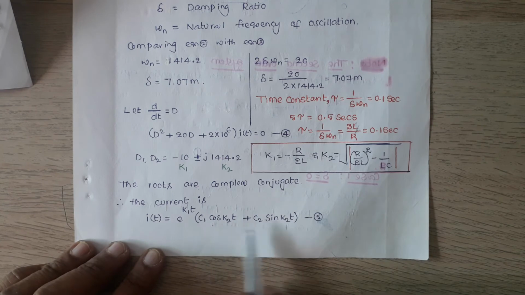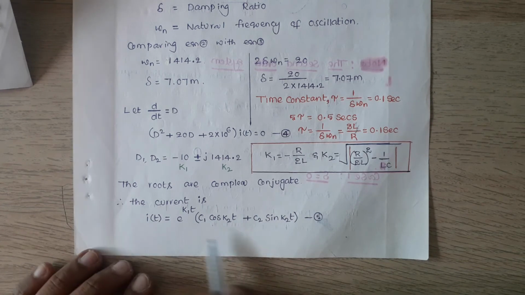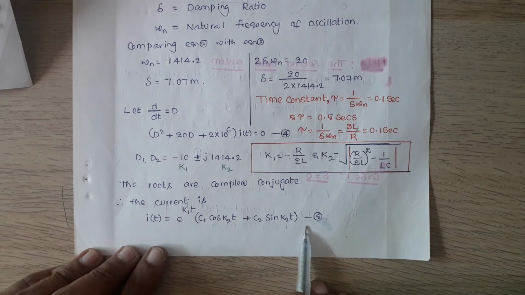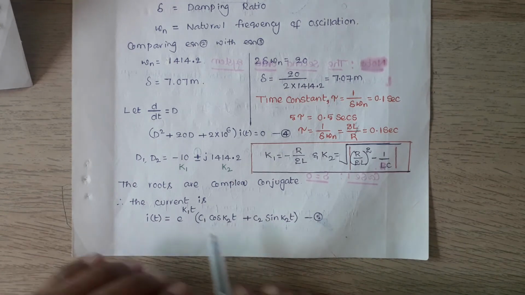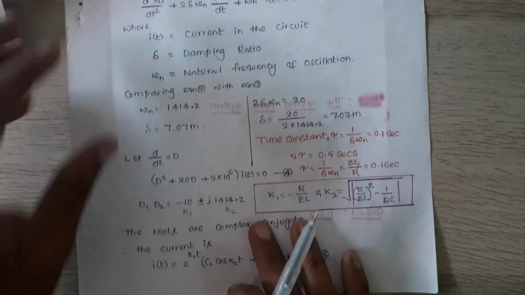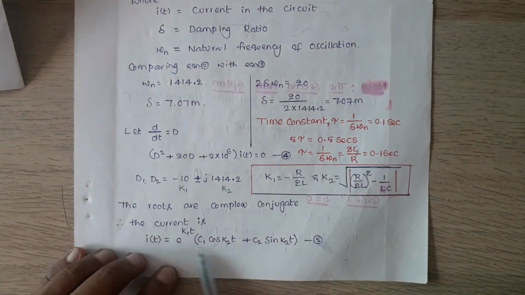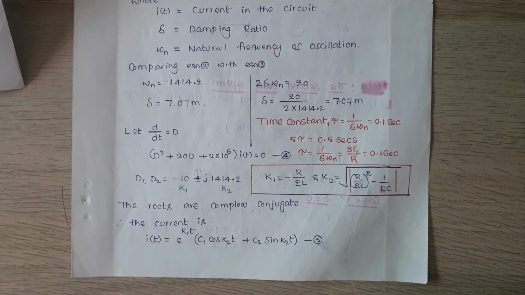Now we have to find the values of c1 and c2. This equation 5 is not the complete solution. We have to substitute k1, k2, c1, c2. So substitute the k1 and k2 values. Before substituting, we can find c1 and c2 by using the initial conditions.